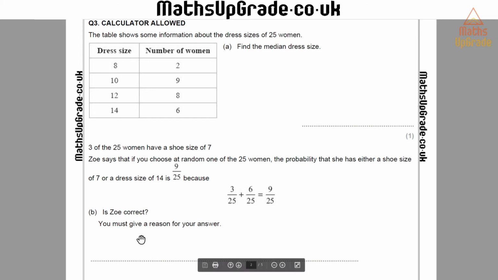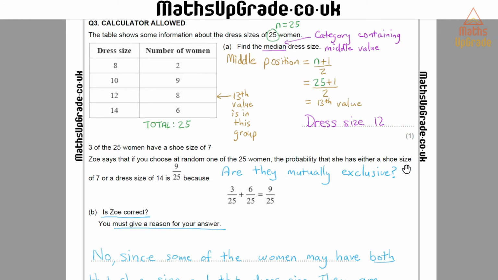This question involves probability. If you're not sure about probability, be sure to check out my video on this channel. The question here is, are they mutually exclusive? And they're not mutually exclusive. Since some of these 3 women who had a shoe size of 7 could also have a dress size of 14, this calculation is not true.